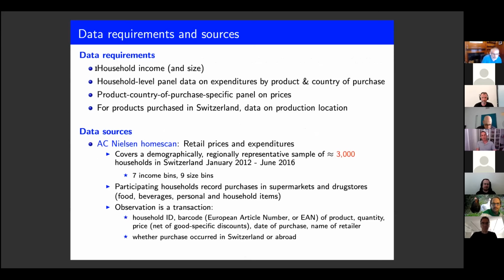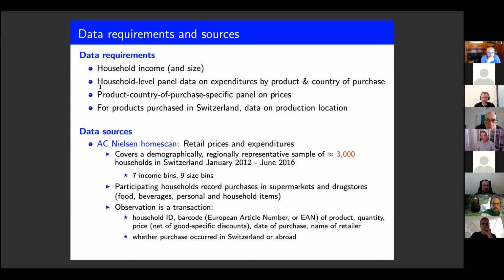So for our purposes, what data do we need? We want to have household income and size. Again, I'm going to show you some results by size too. We need household level panel data on expenditures by product and by country of purchase, that is purchasing in Switzerland or abroad. We want to have product, country of purchase, specific panel on prices. And for products purchased in Switzerland, we need to know if the good is imported or produced in Switzerland.